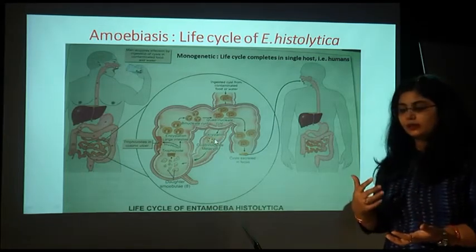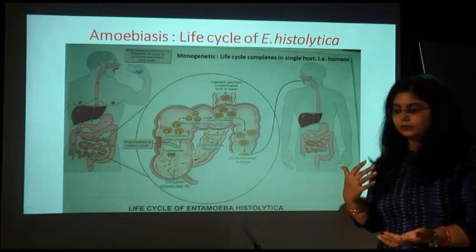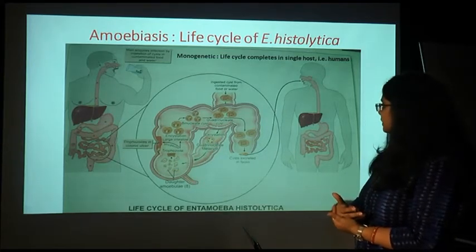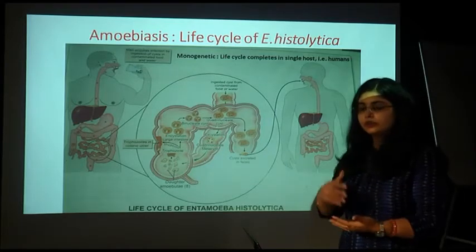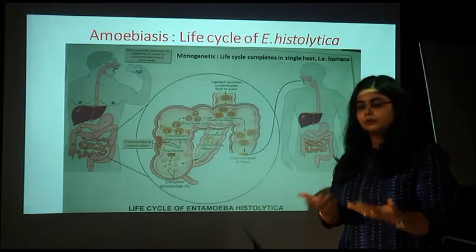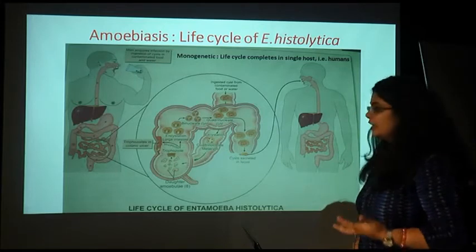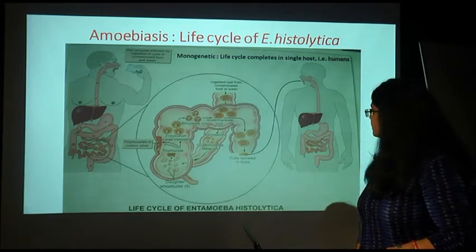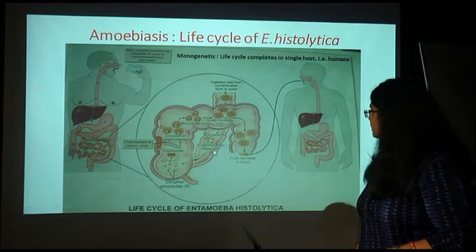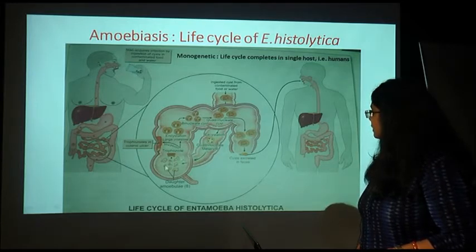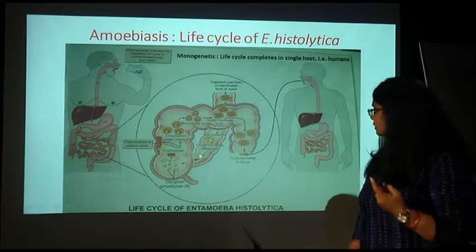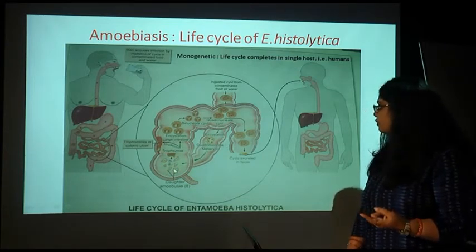Excystation means the cell which was encysted comes out. We do not call it a trophozoite at this stage, but we call it a metacyst. It becomes motile again. This metacyst is in a quadrinucleated state. It then goes to the colon, and in the colon the single metacyst will divide to form 8 trophozoites.